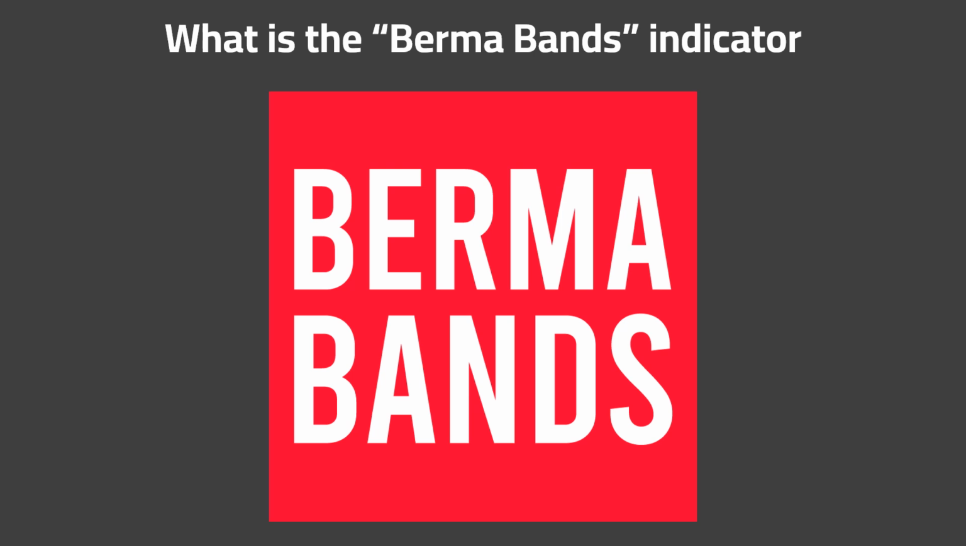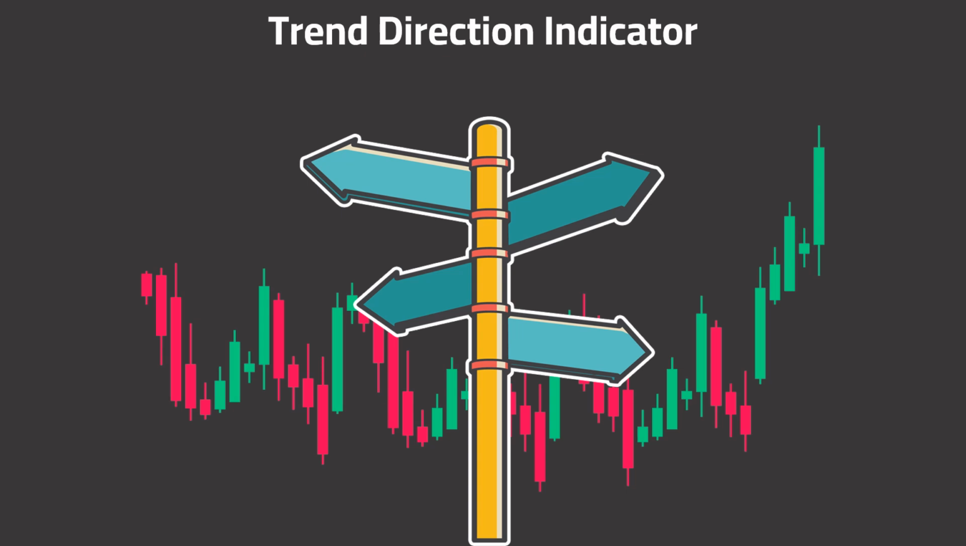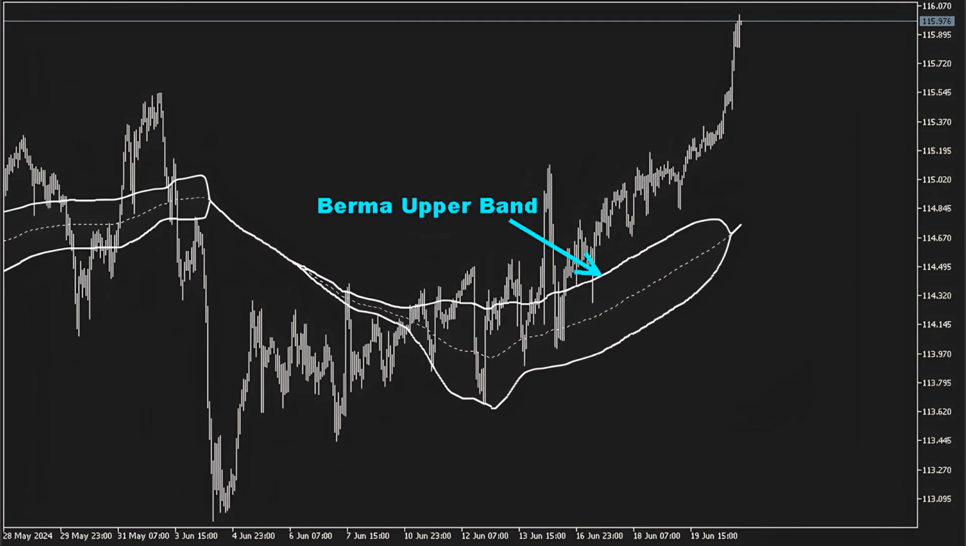What is the Berma Bands indicator? It is an indicator used to determine the direction of price movement, whether the trend is upward, downward, or sideways. The Berma Bands indicator consists of three-line studies, which are the Berma upper band, the Berma middle line, the Berma lower band.